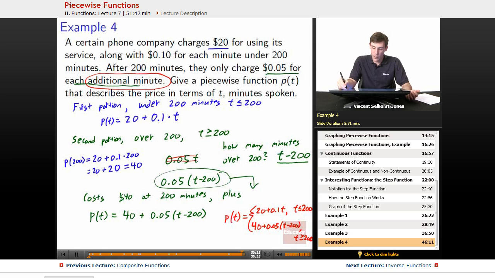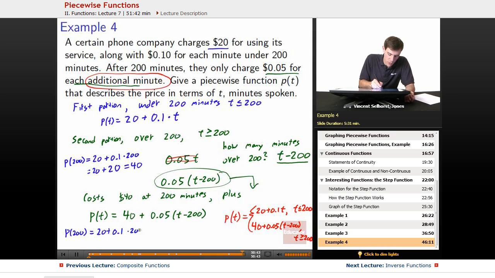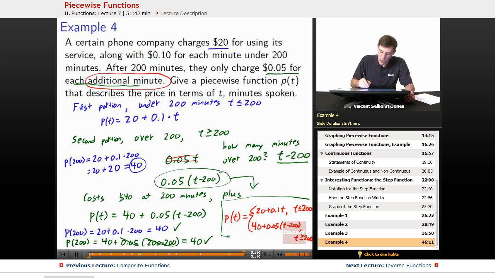So we can check this, and make sure that indeed P of 200 is equal to 20 plus 0.1 times 200. We already did this before. It was $40. And let's check and make sure that the second portion, P of 200, would agree: 40 plus 0.05 times the minutes over 200. So that's 200 minus 200. Hey, that's just 0, so that cancels out the 0.05, so we get 40. So those two things check. And our function, price with respect to time, makes perfect sense.